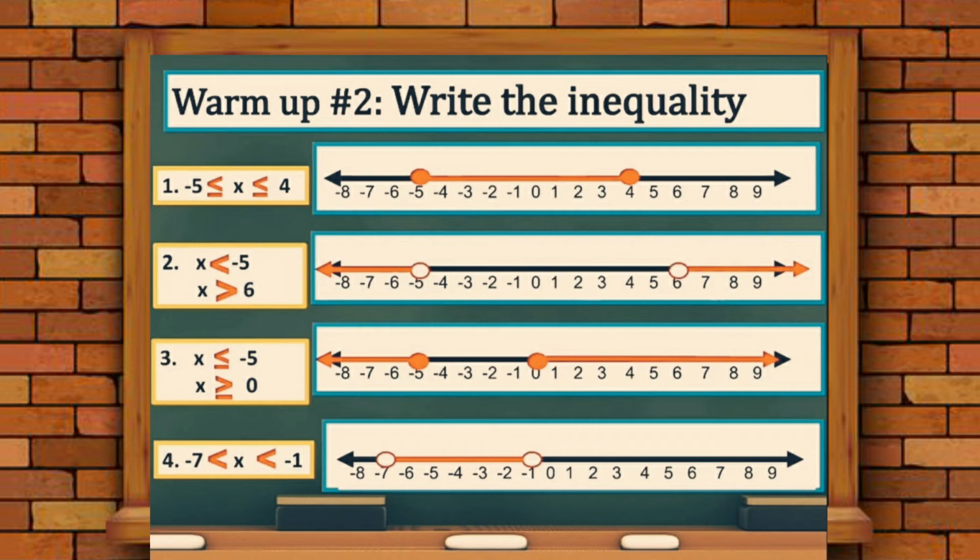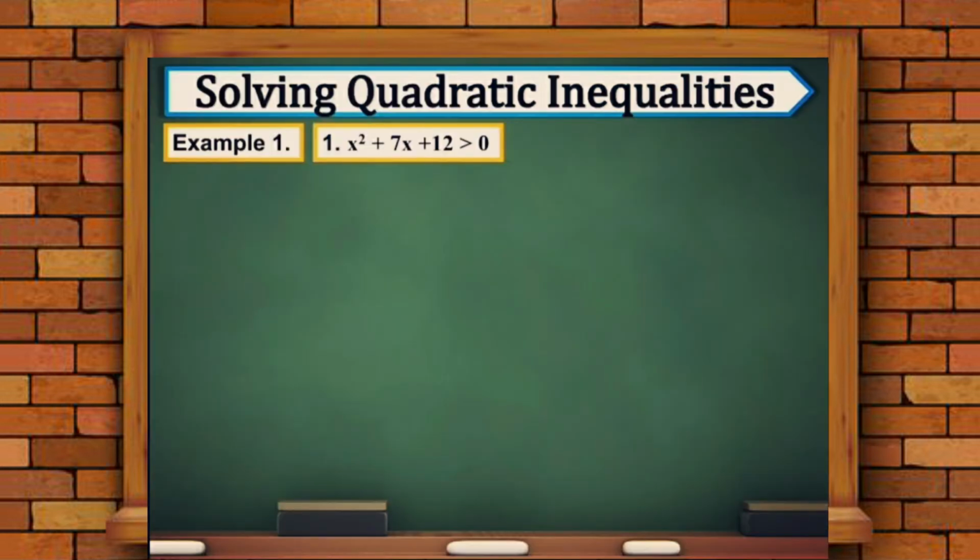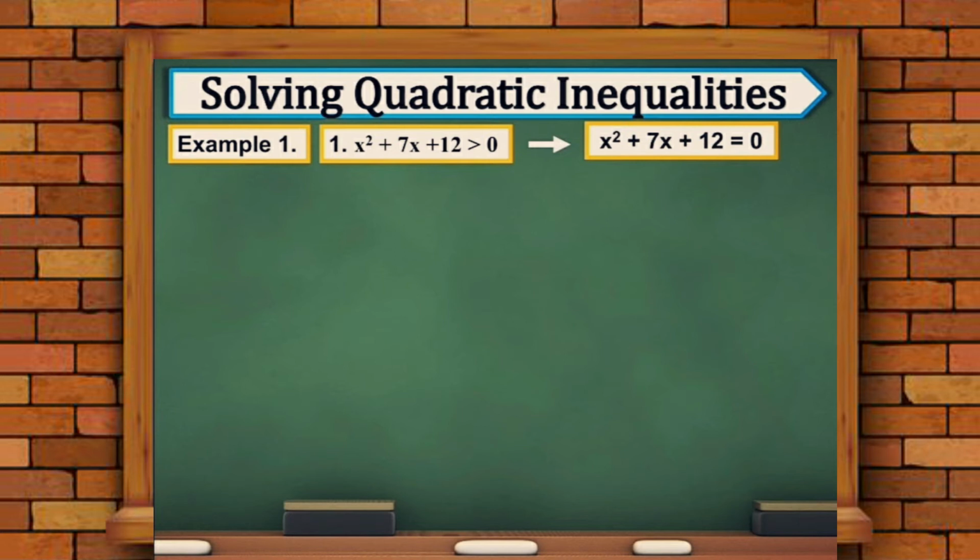Now, we will apply what you have learned in warm-up number 1 and warm-up number 2. Let's solve quadratic inequalities. Example number 1, x squared plus 7x plus 12 is greater than 0. First step, we will make it a quadratic equation. We will just change the inequality symbol to equal sign. Then, it will become x squared plus 7x plus 12 is equal to 0.